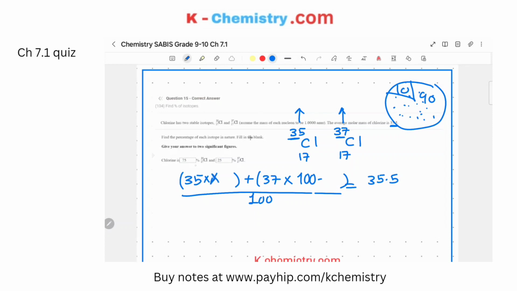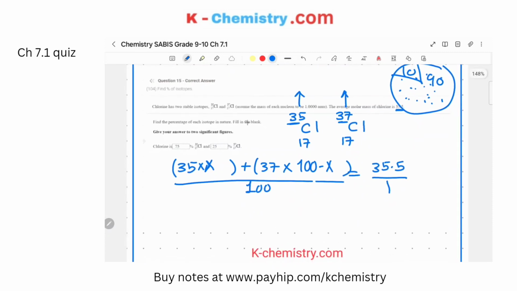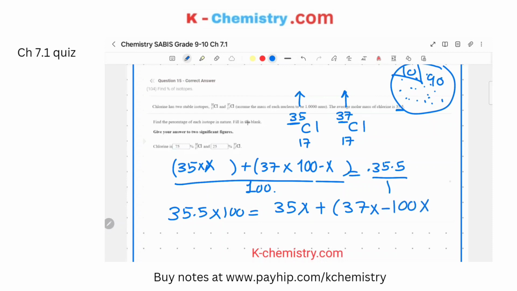So the first one will be x, and the other one will be 100 minus x. The rest is to find the x. Either you can find it on the calculator or you can do it by math. Now multiply 35.5 by 100, so 35.5 multiplied by 100 is equal to 35x plus 37 multiplied by 100 minus x. So let's multiply these together.